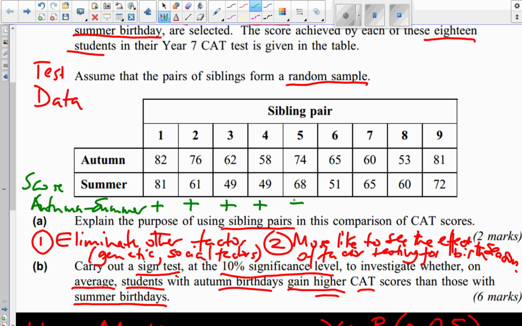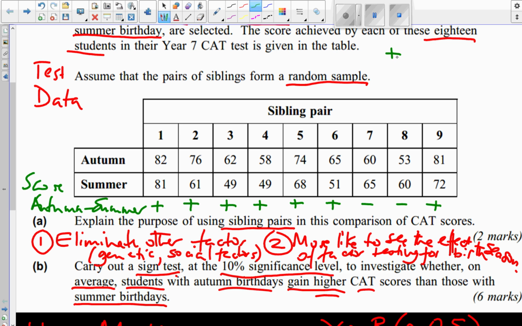58 minus 49 is higher. 74 minus 68 is higher. 65 minus 51 is higher. 60 minus 65 is lower. 50 minus 63 is lower. 81 minus 72 is higher. So those are our sign scores. Now we've got to sum them up.